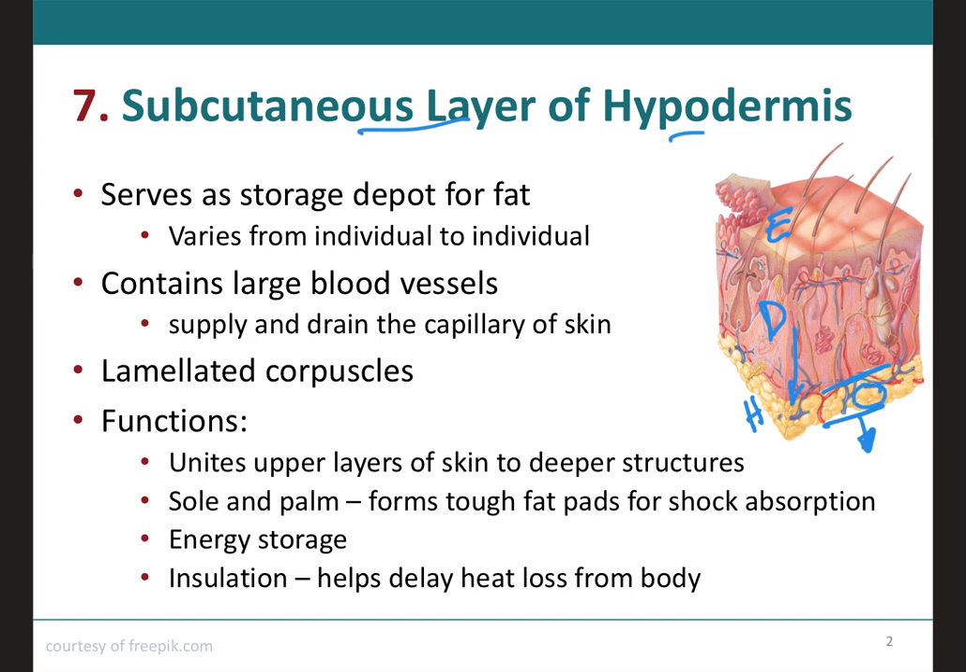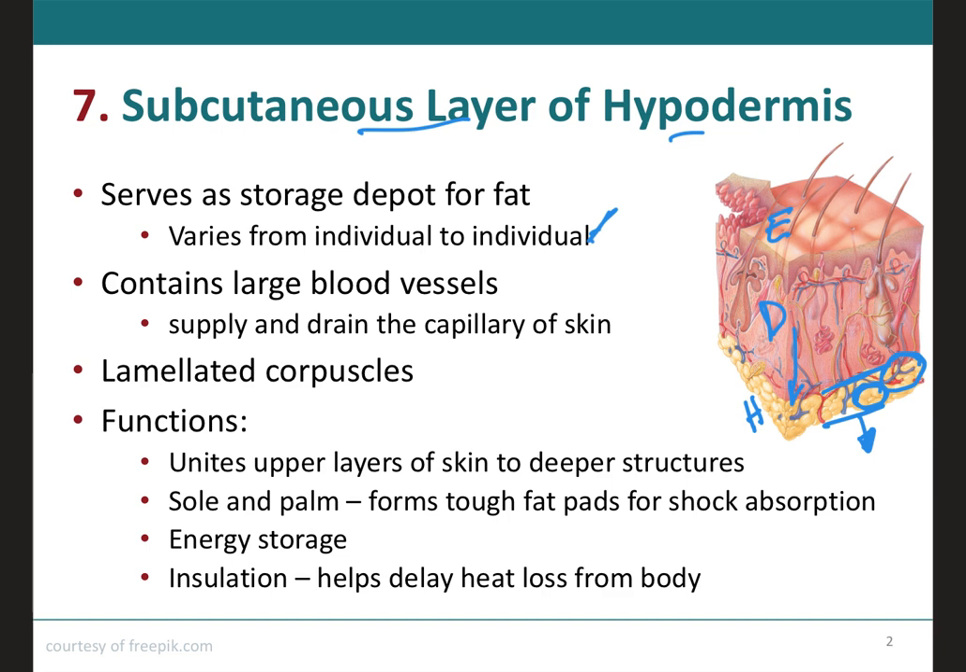As you can see from this image, the subcutaneous layer is going to serve as a storage depot for fat, as we can see this large amount of fat tissue. And it's also going to contain large blood vessels that will supply and drain the capillaries of the skin. As you can imagine, the amount of fat that's going to be deposited in this subcutaneous region is going to vary greatly among different individuals. So a lean person could have a very thin layer with minimal fat deposits, while an obese individual could have a layer of fat 4 to 6 inches thick.